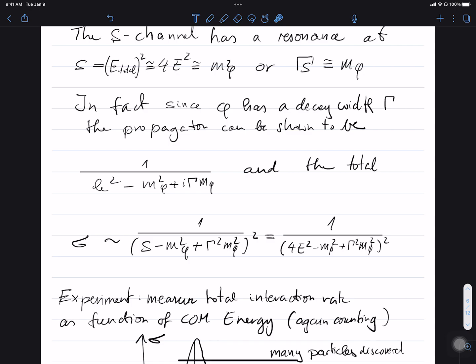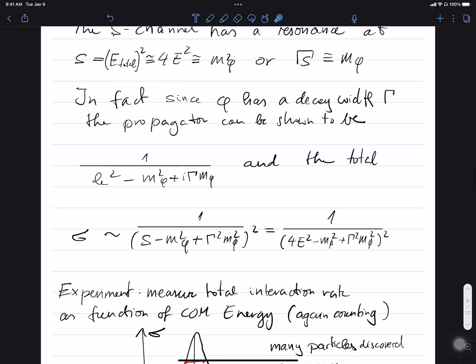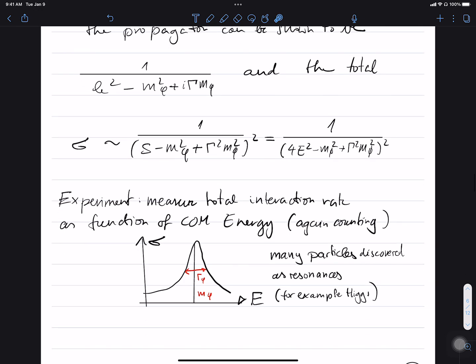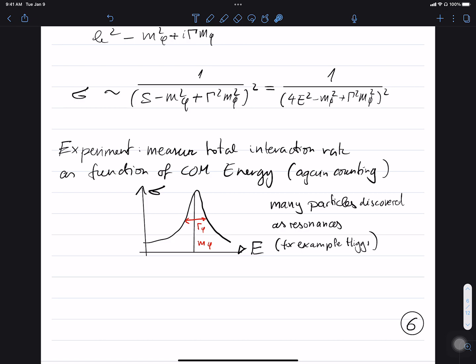plus i gamma m phi, where gamma is the decay width of the phi particle that we have calculated in the last lecture. So the sigma, the cross section, when S, or the total energy, approaches m phi squared, behaves, this is a small parameter, and the cross section is dominated by this gamma squared over m phi squared here, and this gamma is called the width of phi as well. And I can just show you why it's called width.